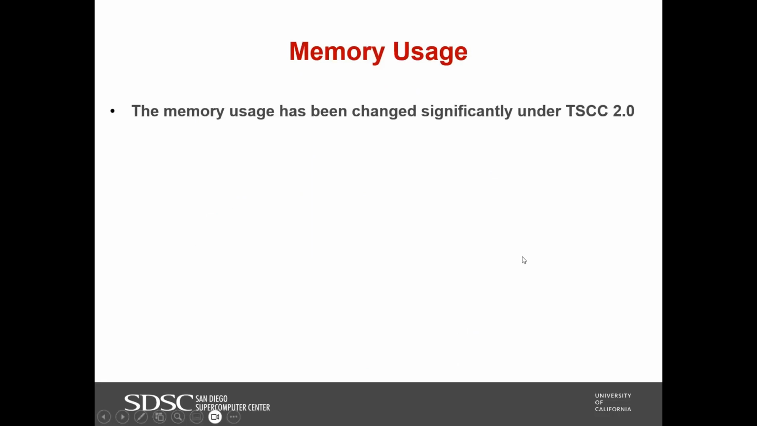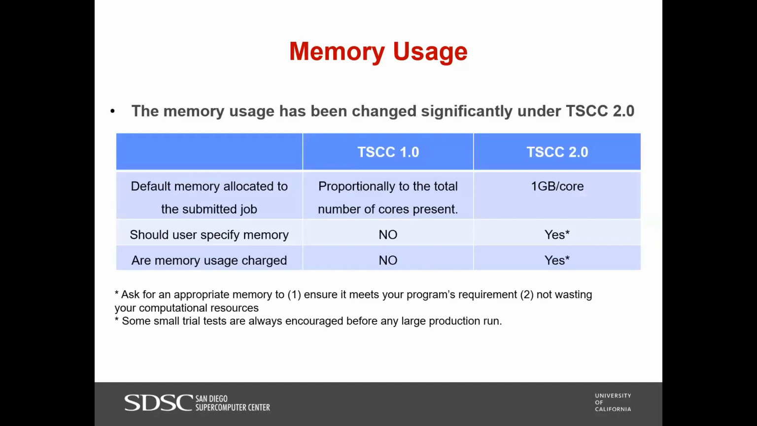Okay, how about the memory usage? As you may have noticed, we now need to specify memories in our SLURM command or later even in the batch job command. You can choose not to specify, but now you also have the option to specify the memories. So here is the change that I listed, from TSCC1 to TSCC2.